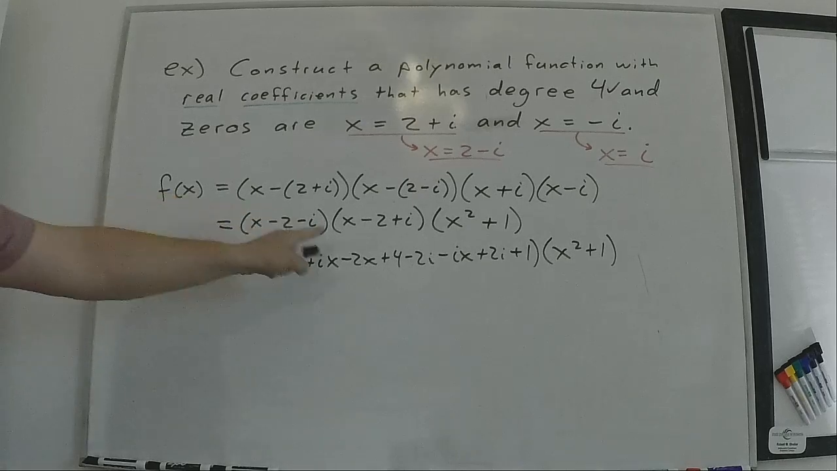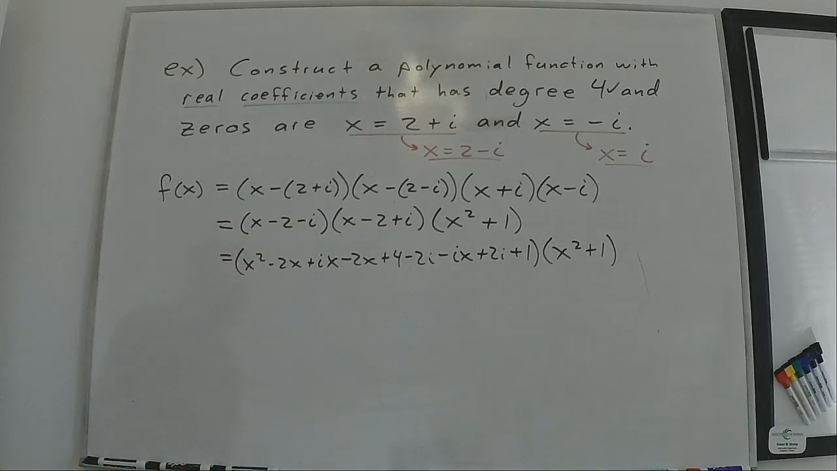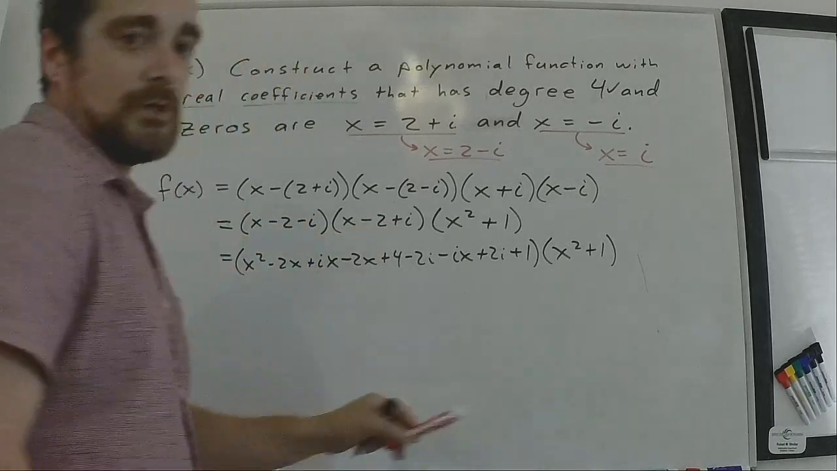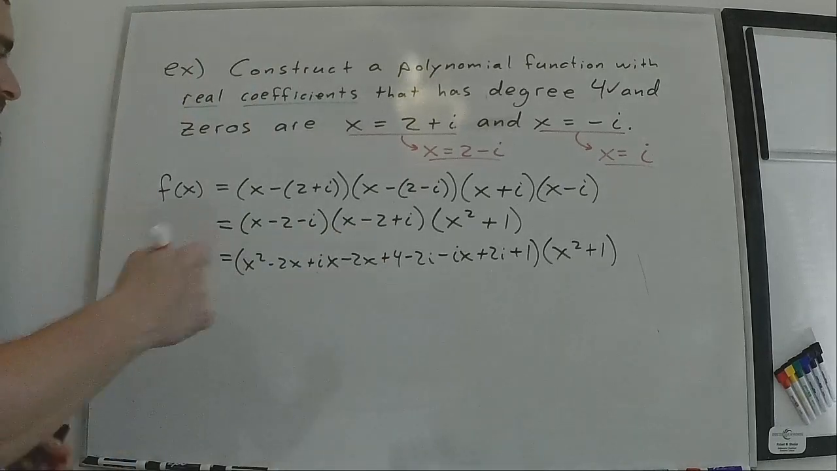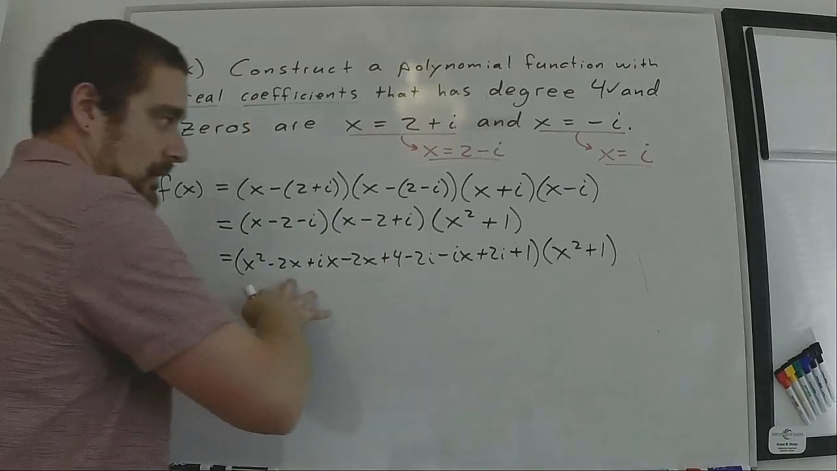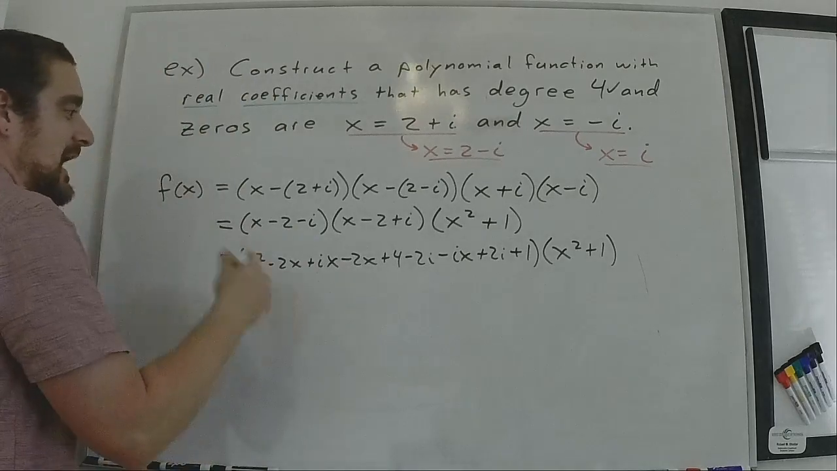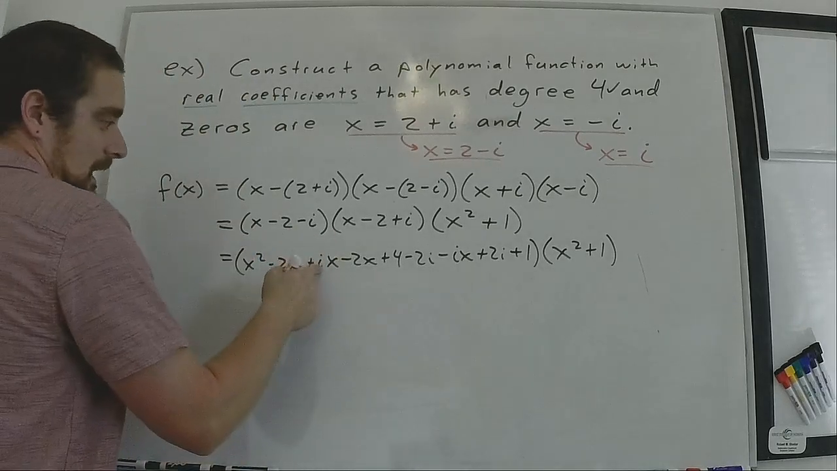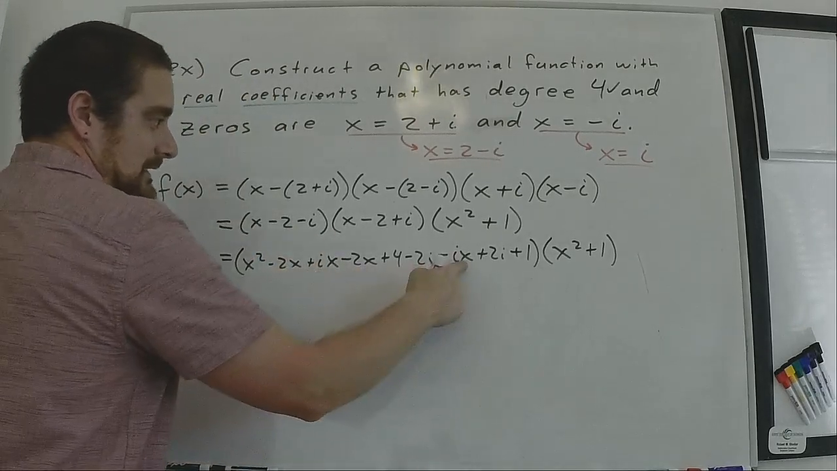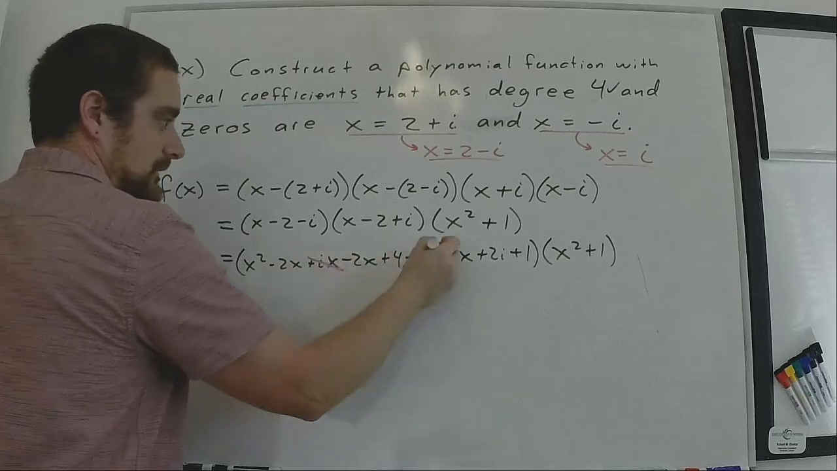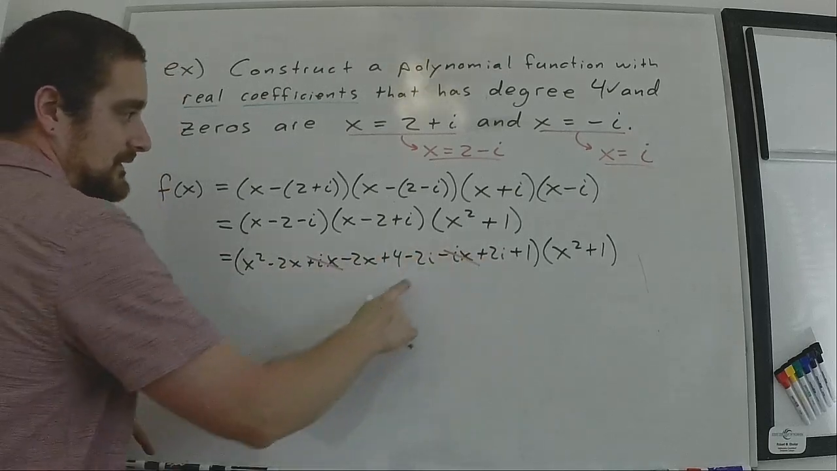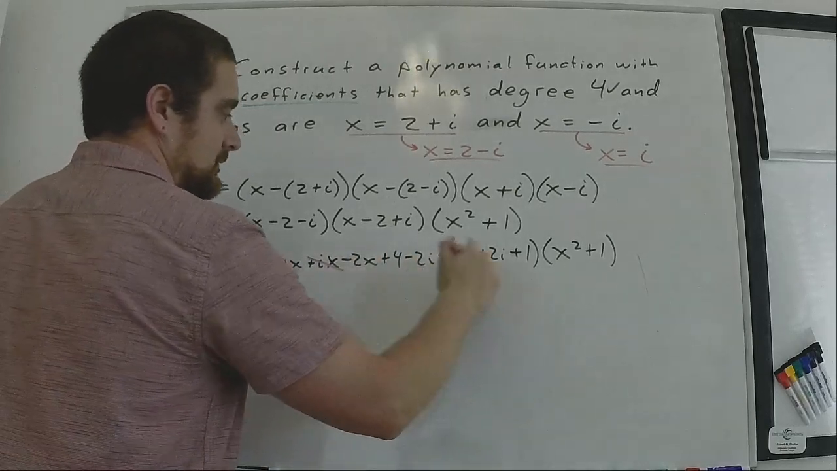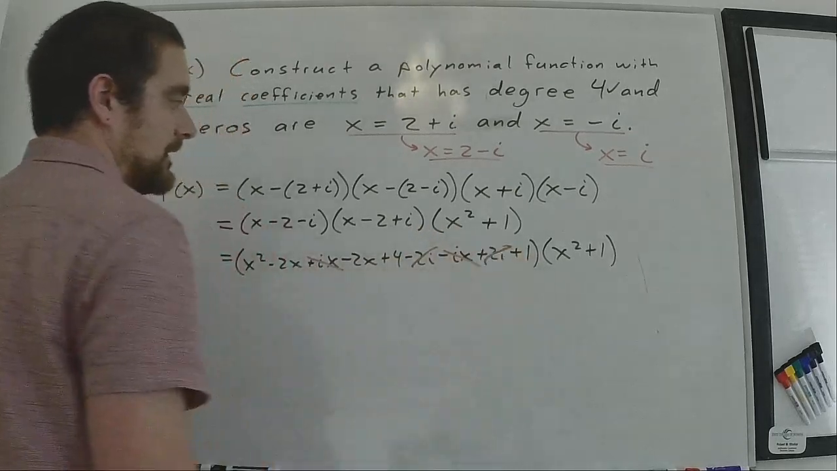But I have 3 terms times 3 terms, so it is a lot of distributing. But the good news is, once we're done doing all that distributing, lots of stuff should cancel out because our final polynomial shouldn't have a lot of i's left over. I see a positive ix and a negative ix. So those are canceling each other out. I see a negative 2i, I see a positive 2i. So those are canceling each other out.